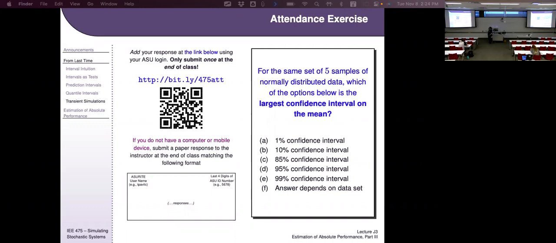All right, so how many people think it's A? How many people think it's E? How many people think it's something in between? All right, great. Yeah, E is what I was looking for. The way you get high confidence is you make giant intervals that are almost definitely going to contain the mean. So giant confidence intervals are not useful. You get utility out of making the confidence intervals small, but the smaller you make your confidence intervals, the less accurate they are. So there's an accuracy-utility trade-off.